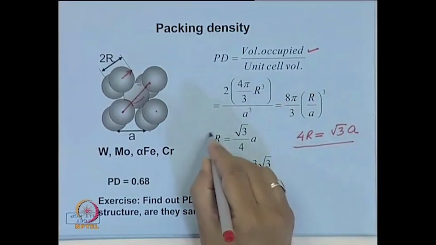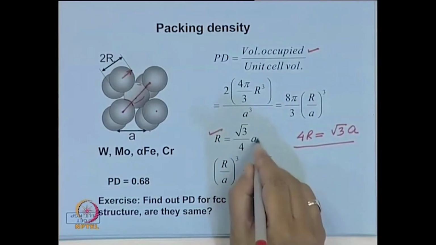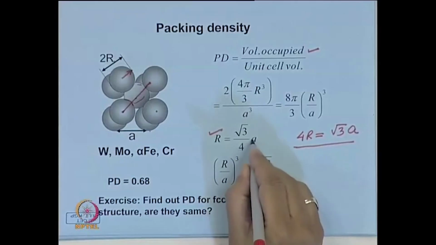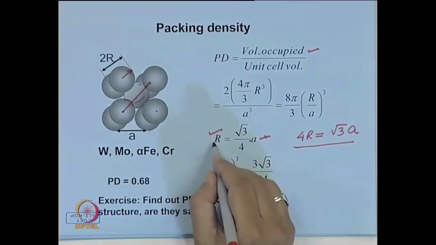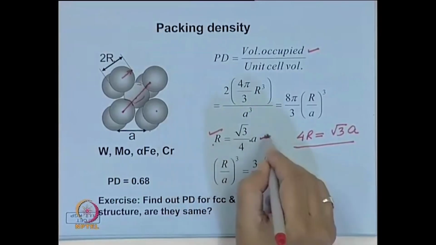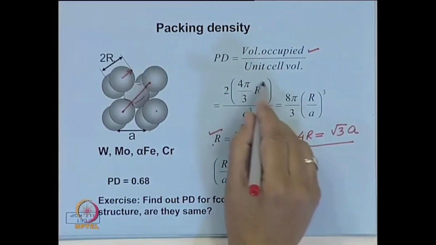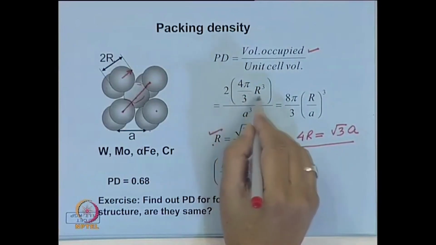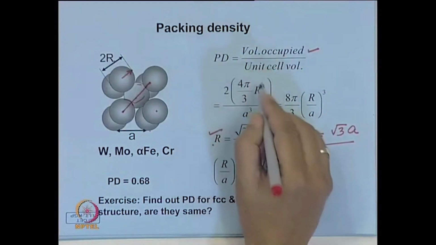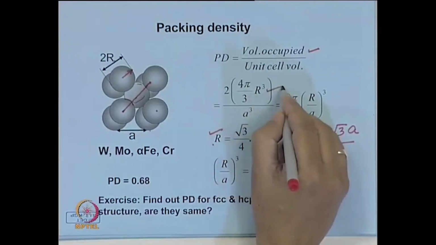So, therefore, r is equal to root 3 over 4 times a. So, this is the relationship between the radius of the atom and the lattice parameter. Then we can calculate what is the volume which is occupied. Volume occupied is the volume of one sphere, this is 4 pi by 3 times r cube.